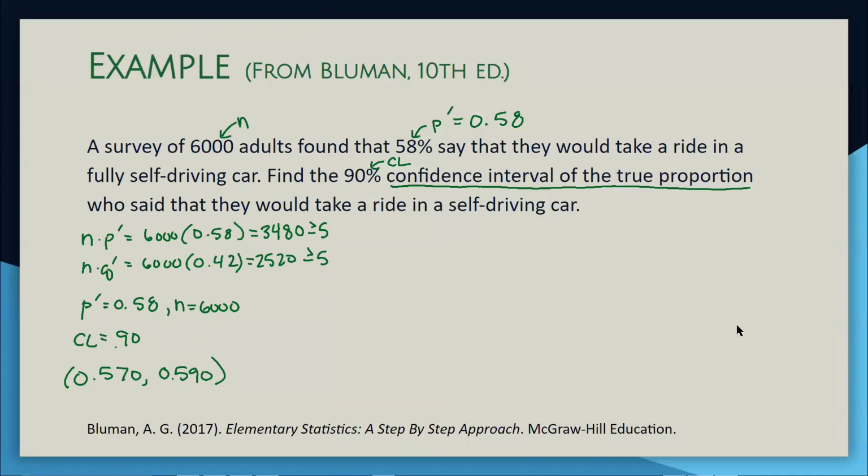So let's go ahead and look at what that says in terms of our problem. So we surveyed adults, and they're asking us about the true proportion who would ride in a self-driving car. So we can say with 90% confidence that the true proportion of adults that would take a ride in a self-driving car is between 57 and 59%.